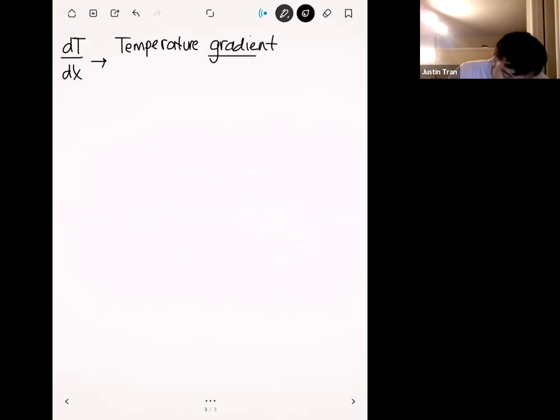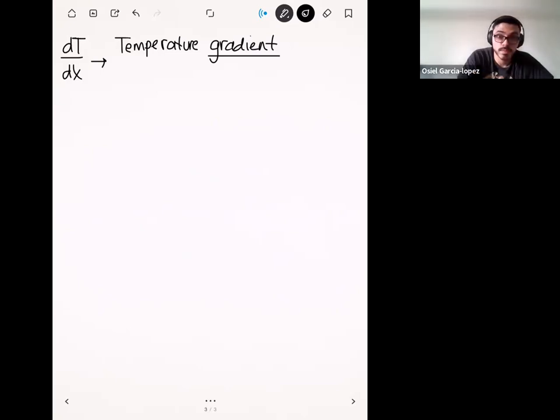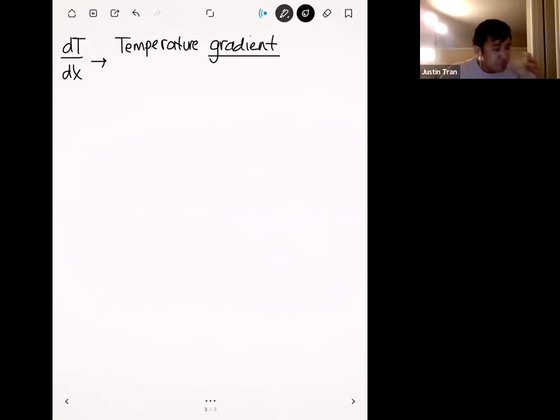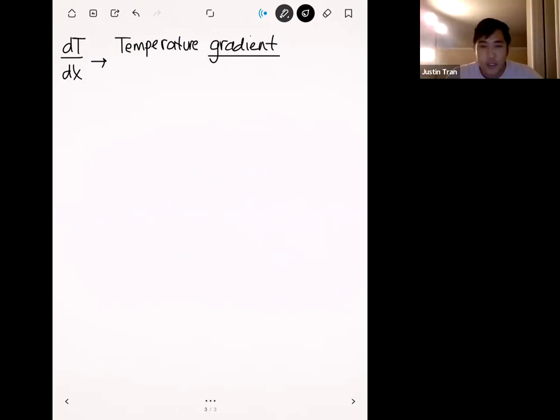Have you guys heard the term gradient before in a previous class, or maybe in terms of paint or design? Like pressure gradient of fluids? Yeah, exactly, perfect. So gradient basically just means that you have a change in something over space. In calc, perfect. And so temperature gradient just means we have a change in temperature over a given space.